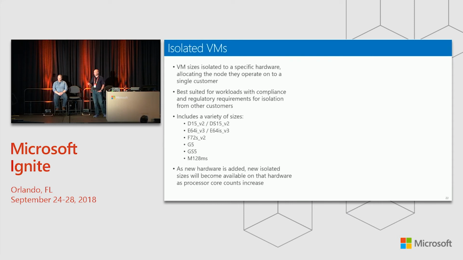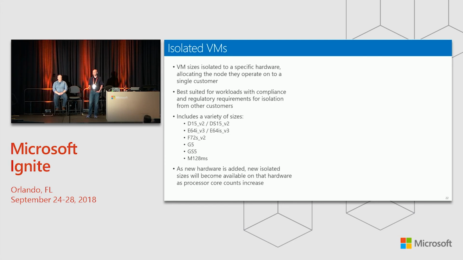So another thing that we introduced a little while ago, we talked about this toward the end of the timeline. We talked about our E64i and E64is sizes. So we have these things in Azure called isolated VMs. And so our VMs, like we were mentioning before, are isolated to a specific hardware. And we also guarantee that the node that that VM is operating on will not be occupied by any other VM other than yours.